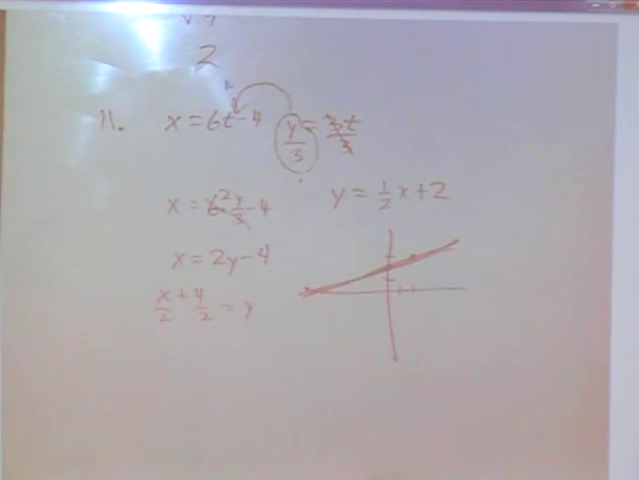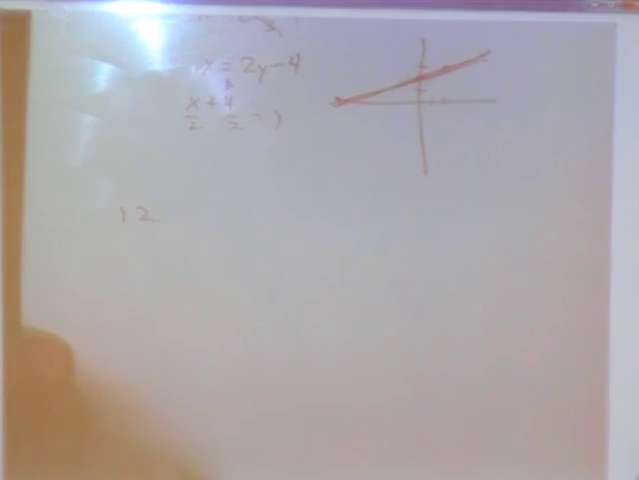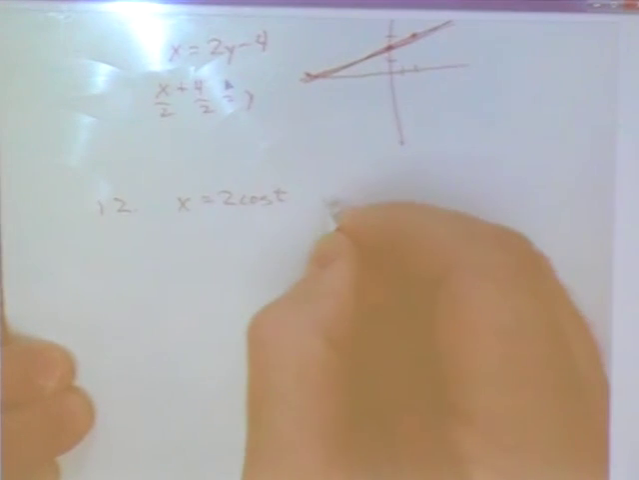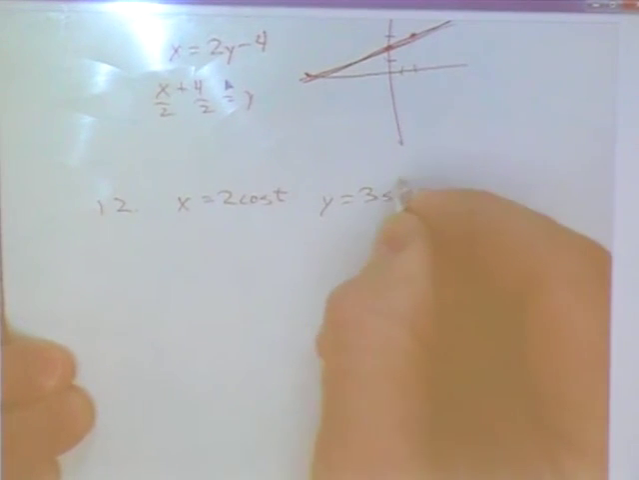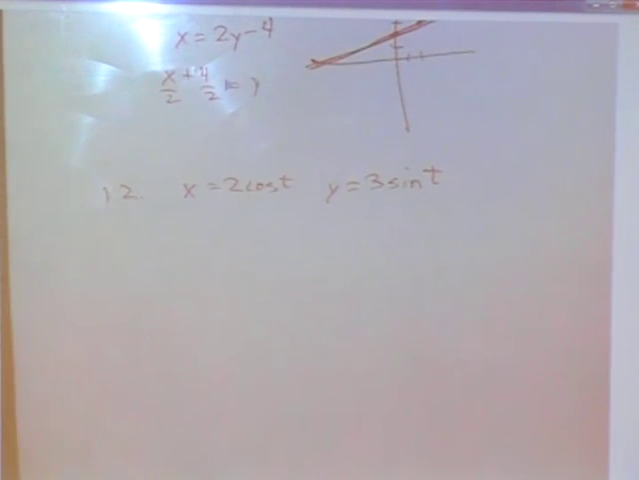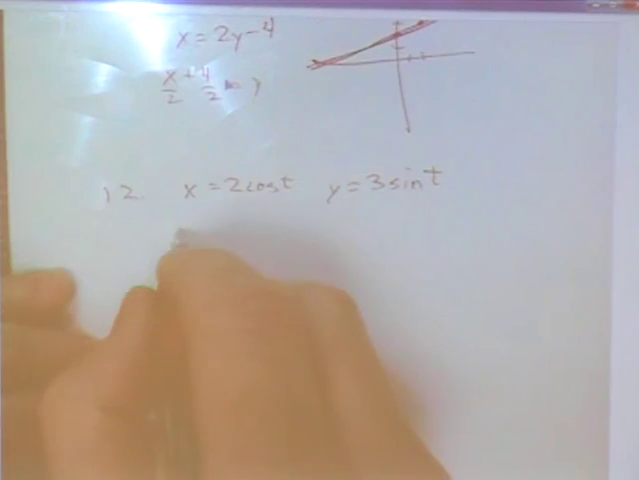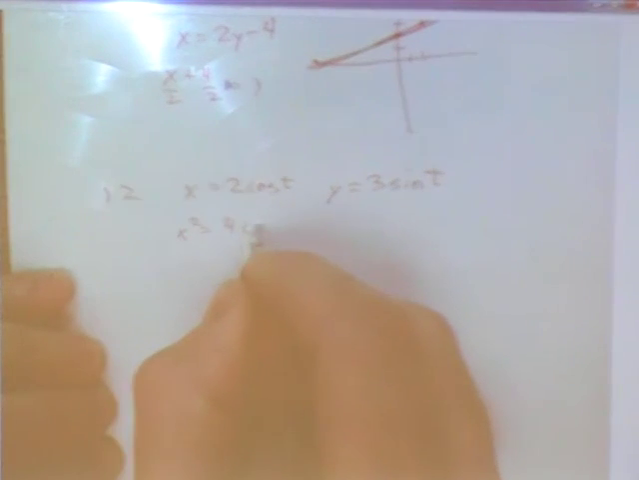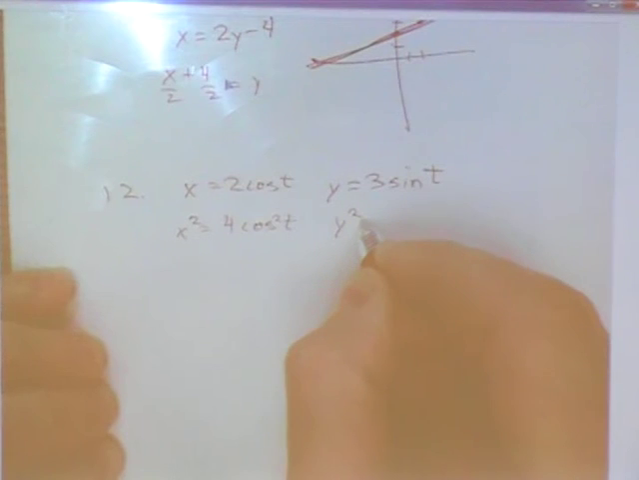Okay. Number 12 was a little harder. x equals 2 cosine of t and y equals 3 sine of t. Well, again, here to eliminate your trig functions, we're going to add these two together, because if I square both sides, I'll get a cosine squared and a sine squared. And if I have cosine squared plus sine squared, those get eliminated because they're equal to 1. So if I square both sides, this is what I get.